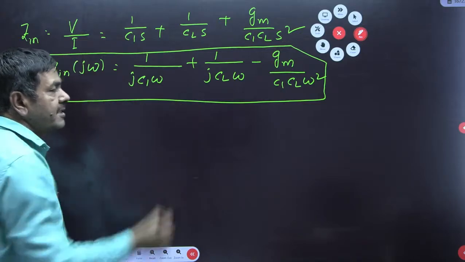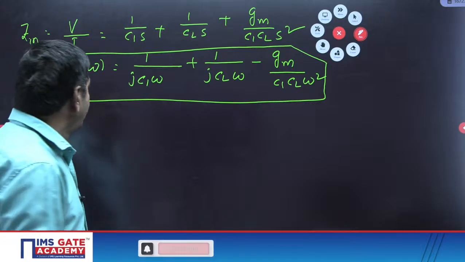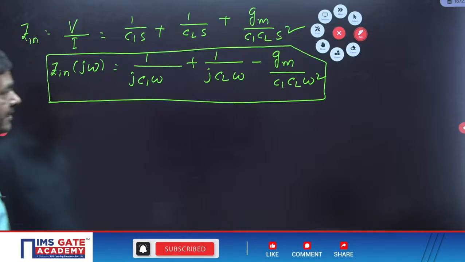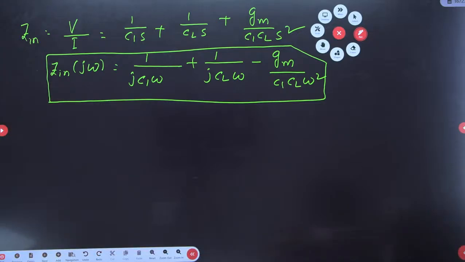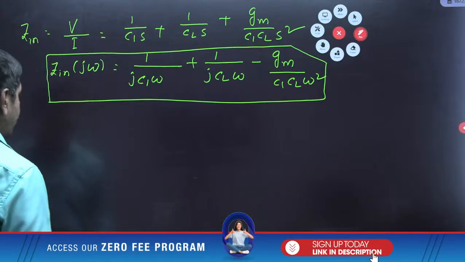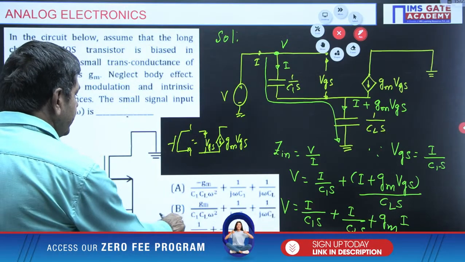It is also a GATE question. The GATE 2024 ECE paper asked this question. But which option is correct here now? Please check it exactly. Which option is right? Option B is correct, I think. Check it: option B, GM C1 CL.